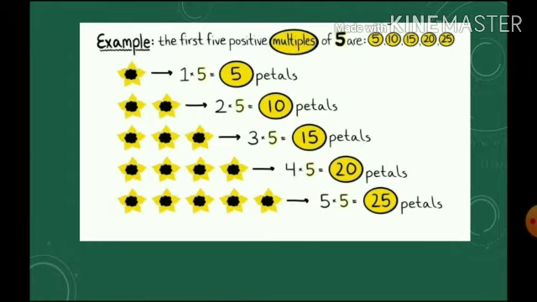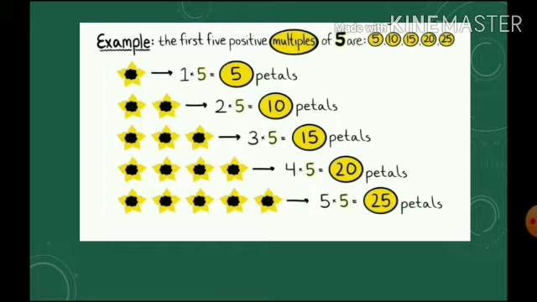Here is another example. The first 5 positive multiples of 5. Now, a question might pop up in your mind. Is it possible to have negative multiples? Yes, possible. When we multiply by negative integers, we get negative multiples. Here we will find the first 5 positive multiples.